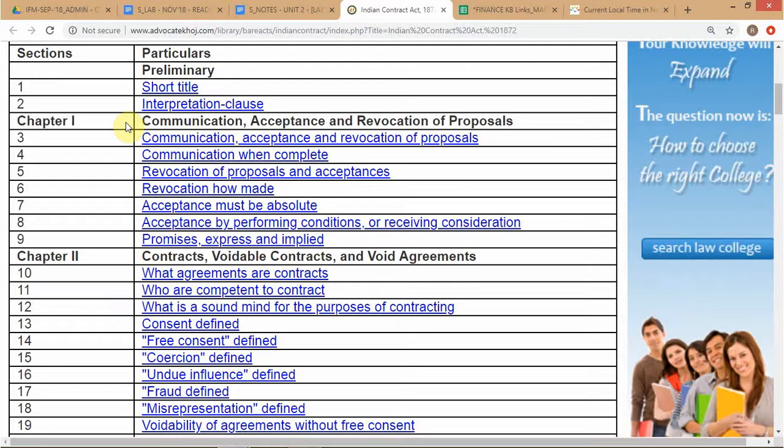So revocation has the sense of taking back something which was given earlier. Especially it's used in the context of offers and things like that. So why is chapter 1 dealing with the communication, acceptance and revocation of proposals?